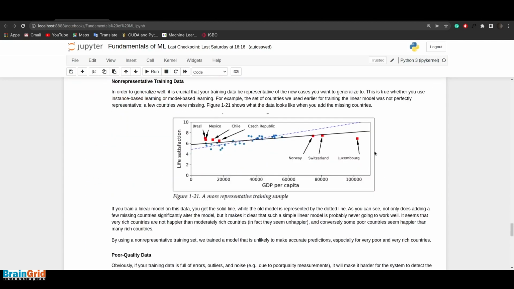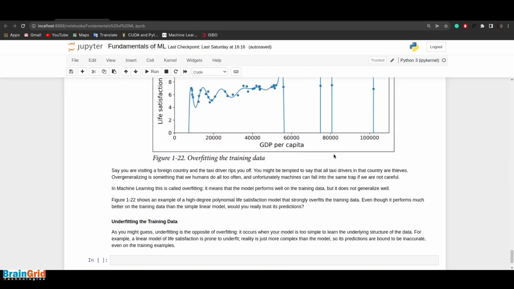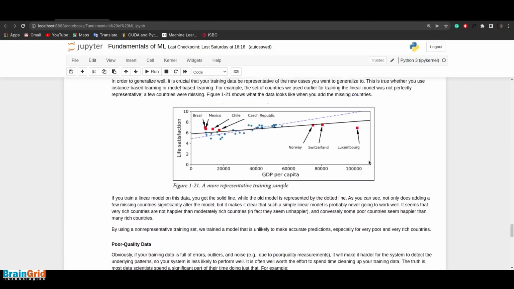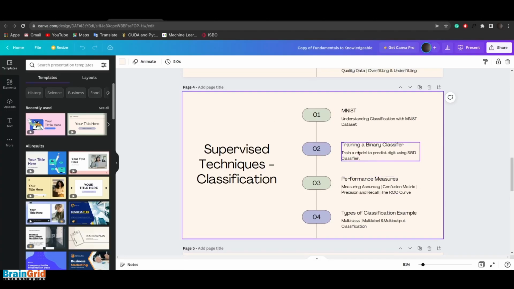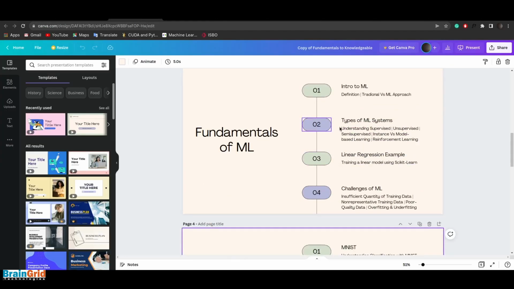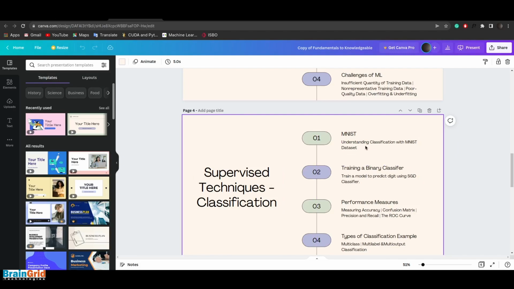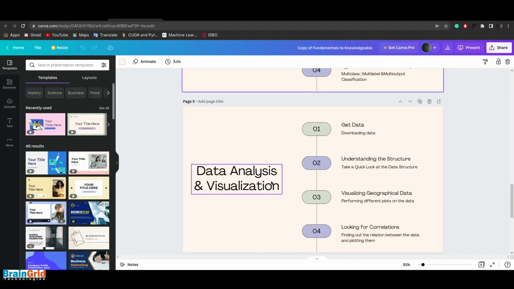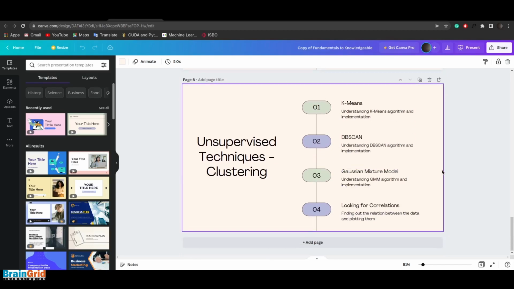All right, so I'm going to stop here. If you have any questions, please feel free to ask. But apart from that, we have finished the fundamentals of machine learning. If we quickly take a look at the agenda, we finished the fundamentals of machine learning, the intro to ML types, the linear regression example, and challenges. Next comes the supervised techniques, data analysis and visualization, unsupervised techniques, and all that good stuff.